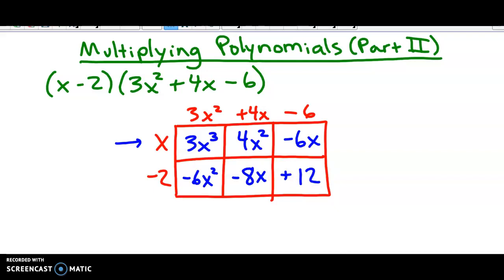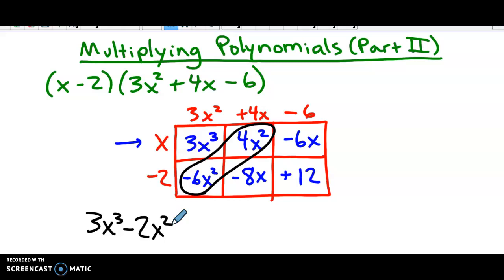So just like when it was a binomial times a binomial, we still need to combine our like terms. So there's only one x to the third. So 3x to the third is going to stay exactly the same. But we do have x squares that we need to combine. Negative 6x squared plus 4x squared is negative 2x squared. Remember guys, when I say combining like terms, I mean you need to add them together.